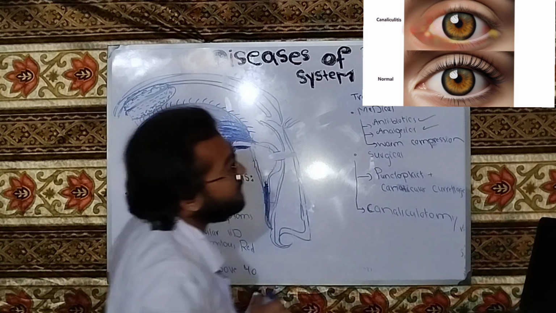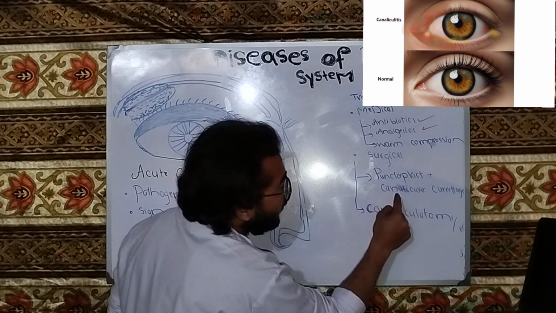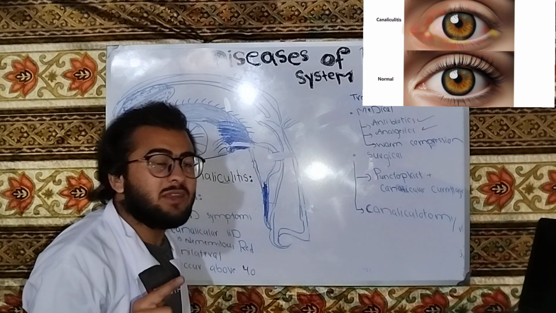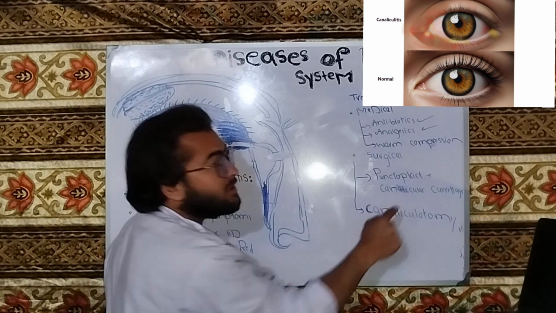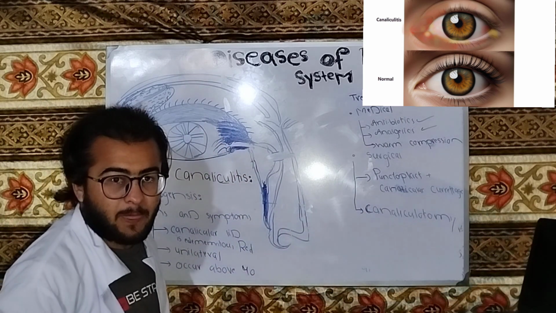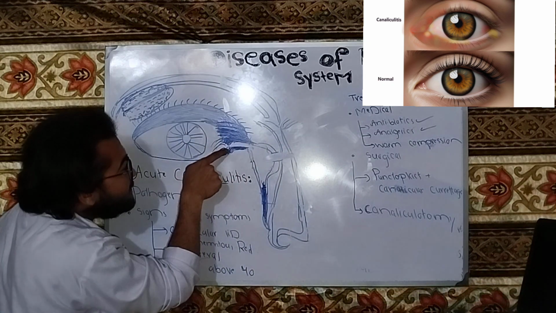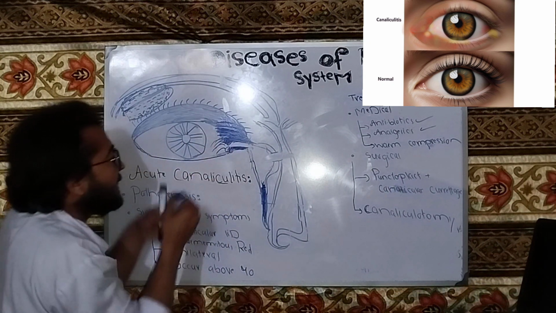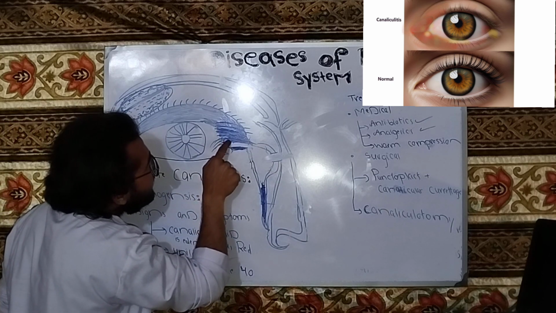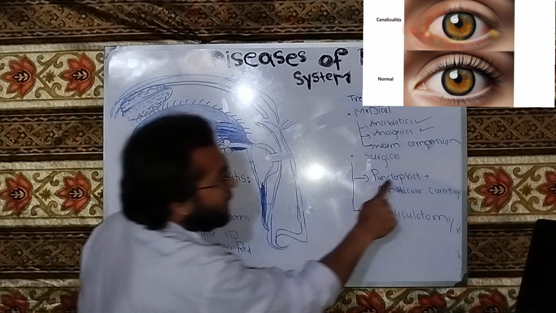The surgical option for acute canaliculitis, the first one, is punctoplasty and canalicular curettage. Punctoplasty and canalicular curettage is the gold standard treatment for acute canaliculitis. In punctoplasty, what are we doing? We dilate the punctum. Both puncta are dilated. This is the punctoplasty.